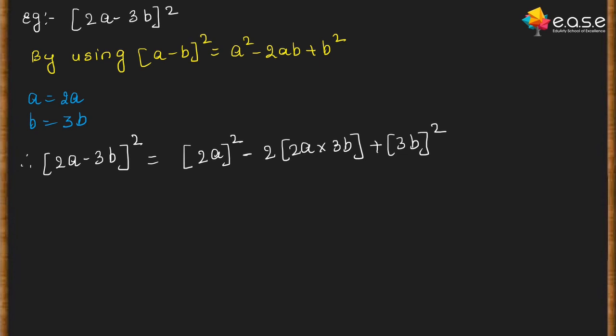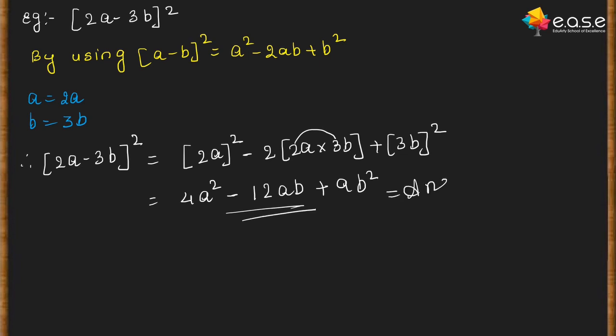Okay, coming back to this. So this will give you 4a square minus, see, 2 times 3 is 6 and 6 times 2 is 12, so this is going to give minus 12ab plus 3 times 3 is 9 b square. So now this becomes your answer. So if you see, the identities are going to save a lot of effort. Okay, let's take one more example here.